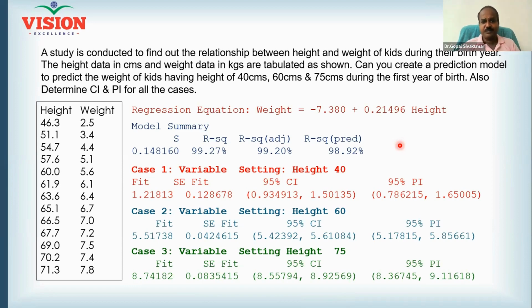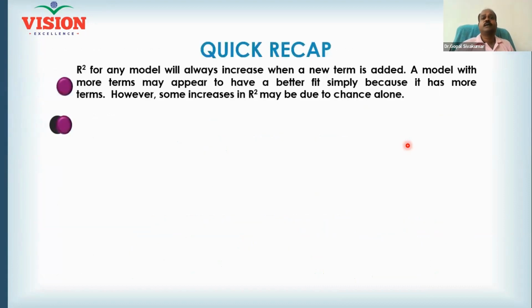All of you understand? This is called a simulation. You are just using an equation to predict what is going to happen for different settings of X values. So all of you understand how the regression analysis is helping us? Yes, sir. So R square for any regression model will always increase when a new term is added.